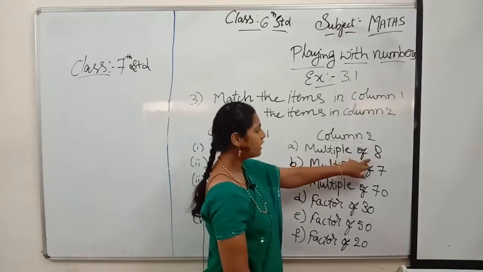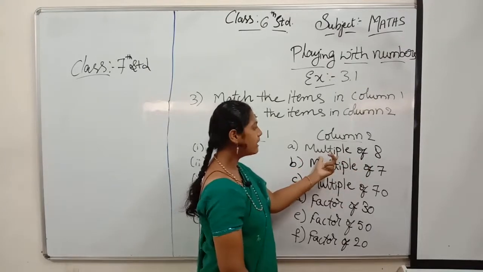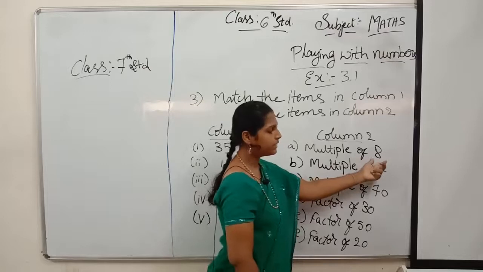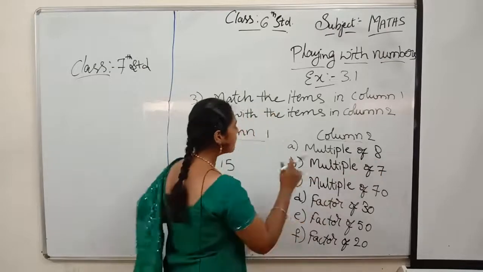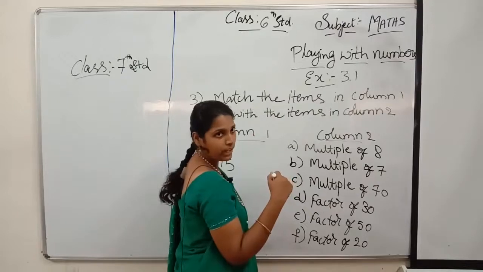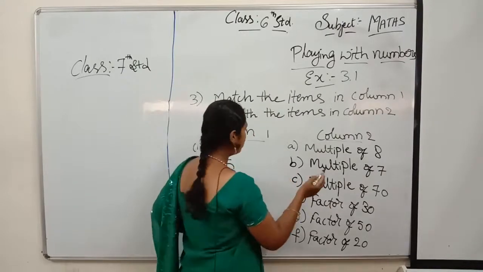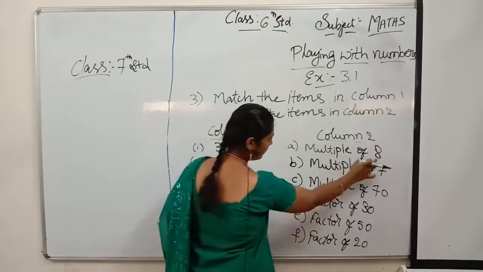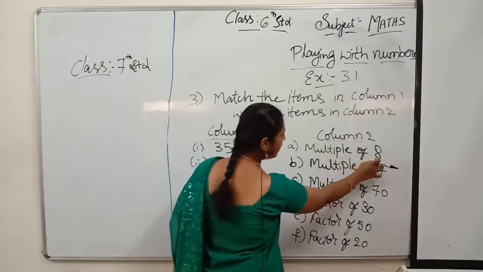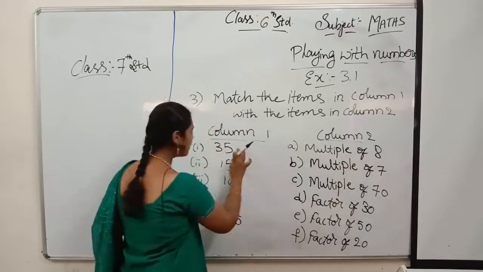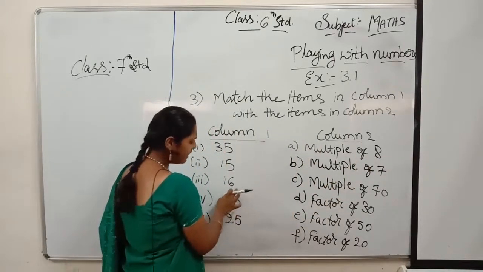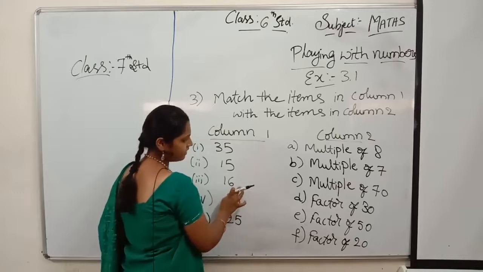Yes, we know already. Multiple means whatever number they have given, we have to write its multiples. So multiple of 8 means what? 8 ones are 8, 8 twos are 16. That is what multiples of 8 means. See, we have to check in the 8 table. Multiple of 8 means the 8 table only. In the table, are these numbers there or not? If it is there, then it matches.